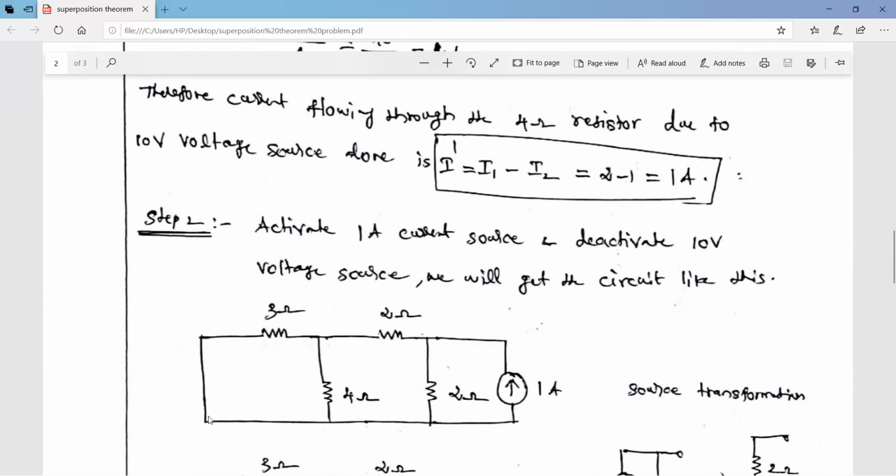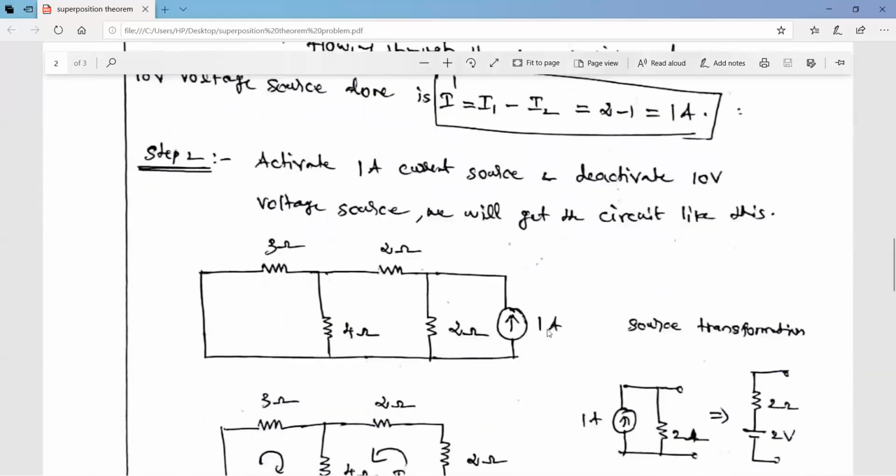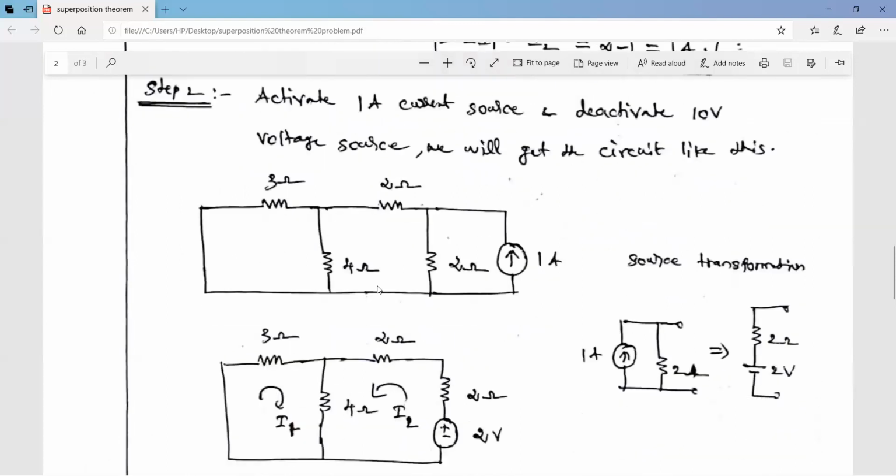If the voltage source value is 0, we make it a short circuit, and we activate this 1 amp current source. From this circuit, we have to find the current flowing through the 4 ohm resistor. We may use any method. Here I am going to use mesh analysis again.